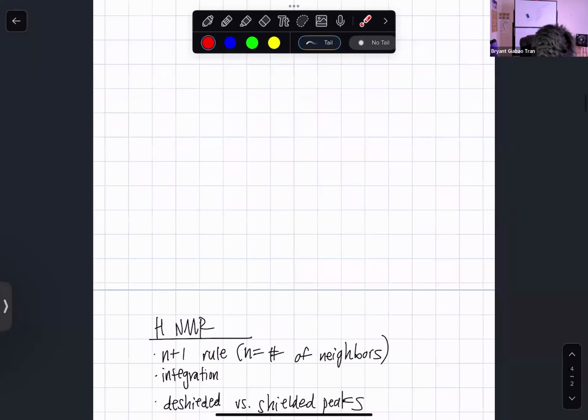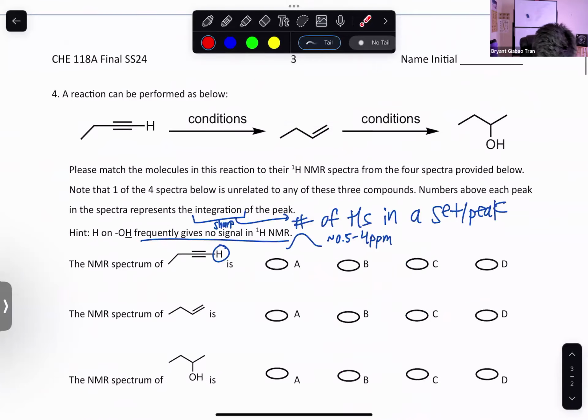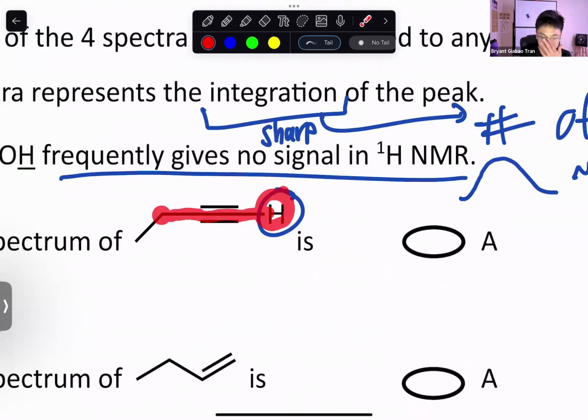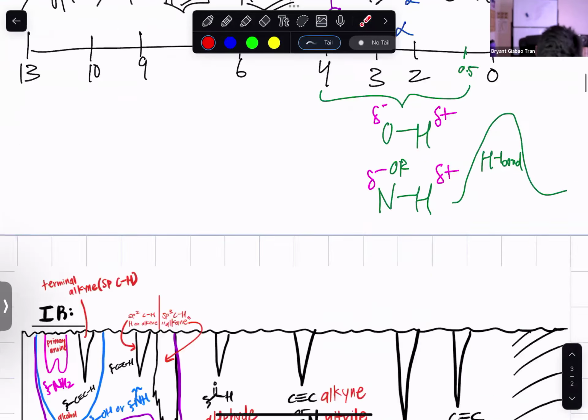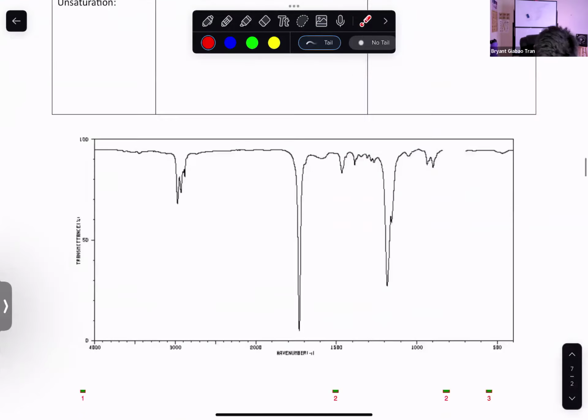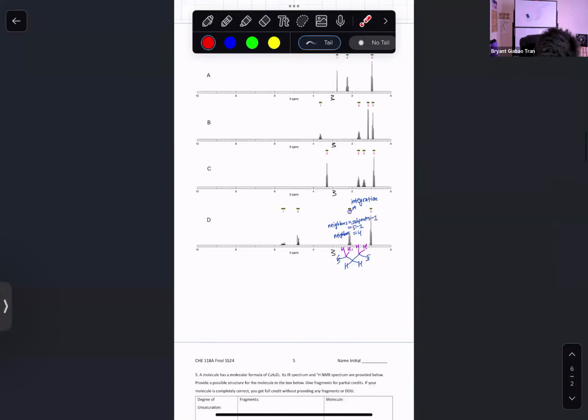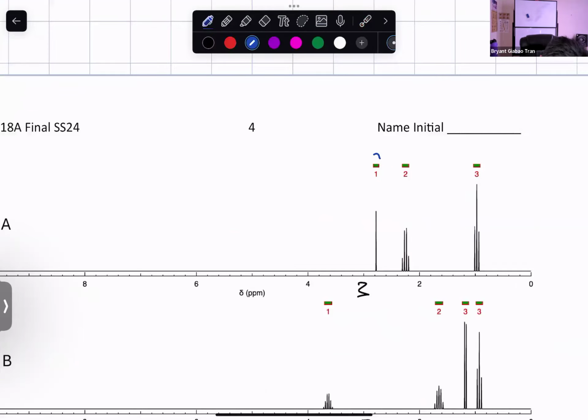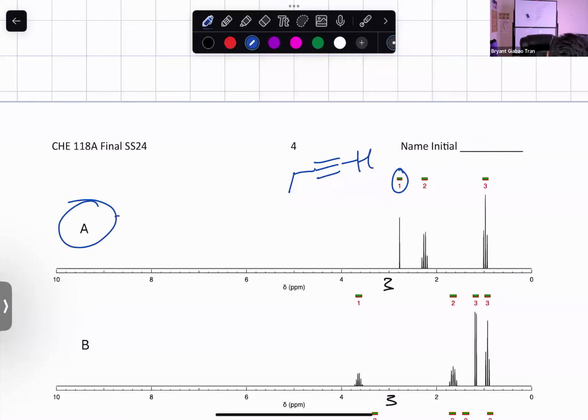But if we look at the structure of A right here, if we go from this hydrogen, 1, 2, 3, that's a carbon. That carbon would not count as a neighbor. So that's why for this one here, this integration of 1 is going to represent that hydrogen that we have. So I'm going to say that this is going to go with A, right?